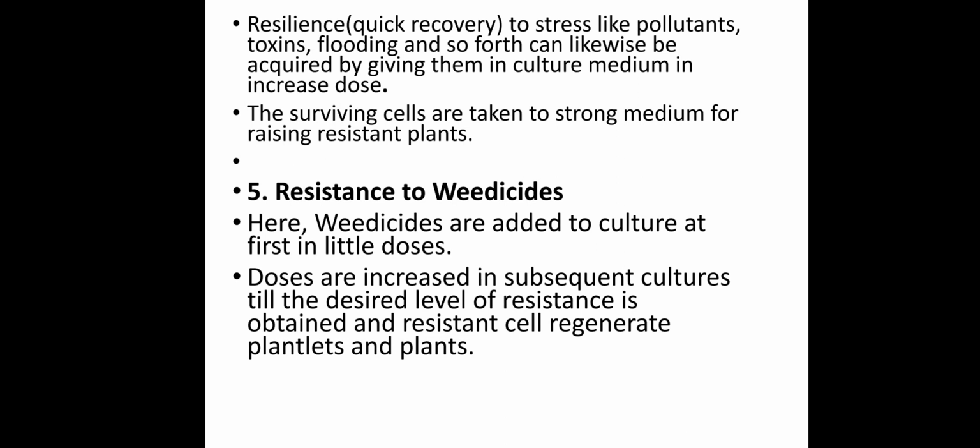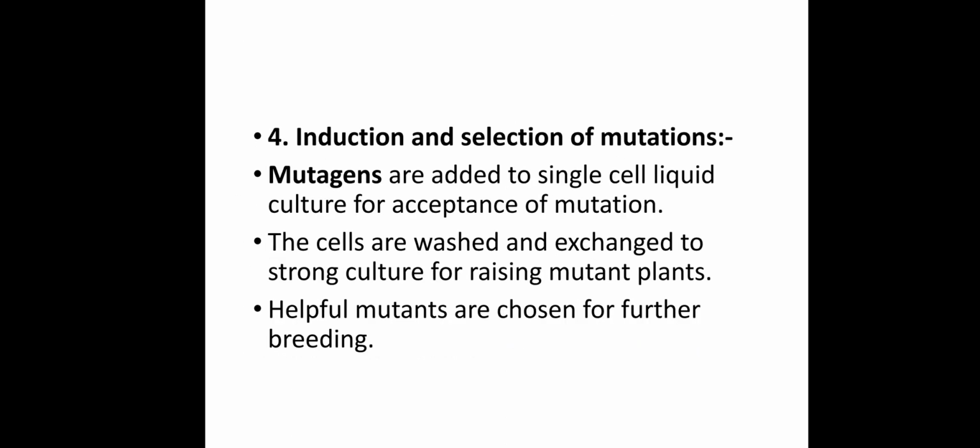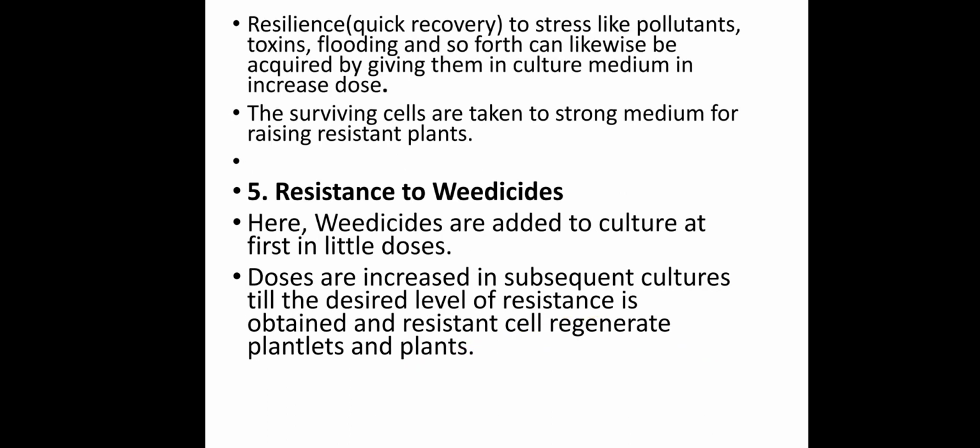Basically, if you are growing the mutants and they show resilience, like quick recovery from pollutants like toxins, flood, and things like that, then they can be kept in high doses, and their resistance can be used to raise plants that are resistant to such things. That one is talking about the application in terms of building the resistance of the cell. Resistance to weedicides: weedicides are added to culture at first in little doses. When these doses are increased in subsequent cultures, the desired level of resistance is obtained and the resistant cells regenerate plantlets and plants.